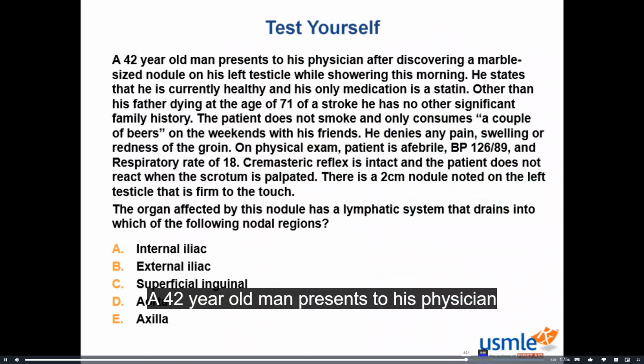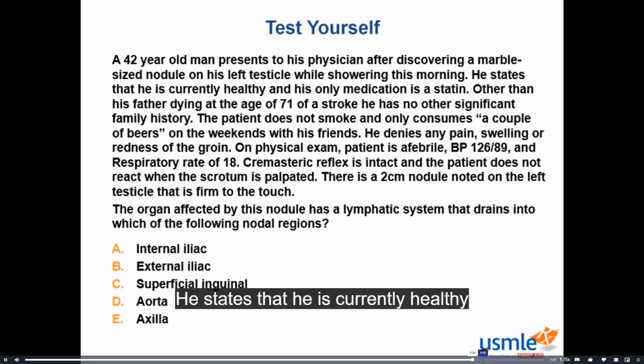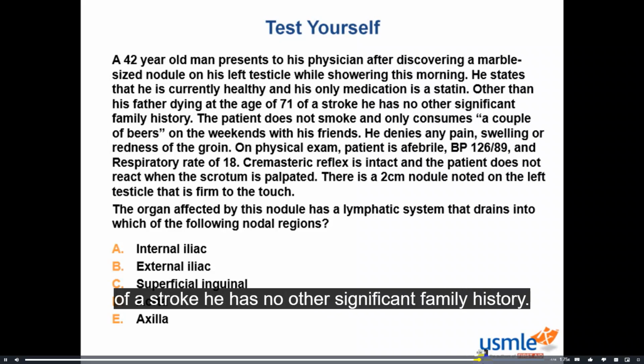A 42-year-old man presents to his physician after discovering a marble-sized nodule on his left testicle while showering this morning. He states that he is currently healthy and his only medication is a statin. Other than his father dying at the age of 71 of a stroke, he has no other significant family history. The patient does not smoke and only consumes a couple of beers on the weekends with his friends. He denies any pain, swelling, or redness of the groin.